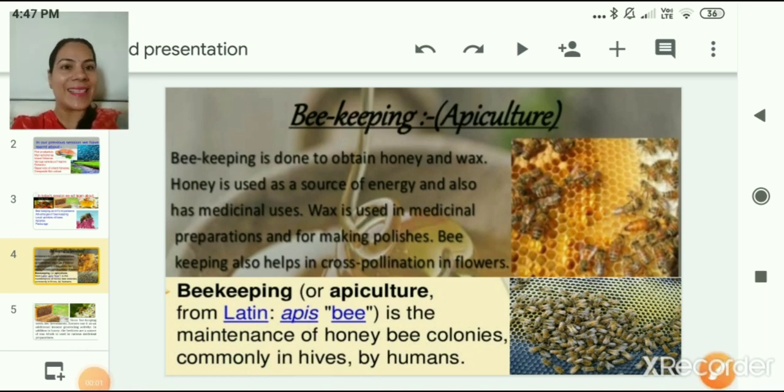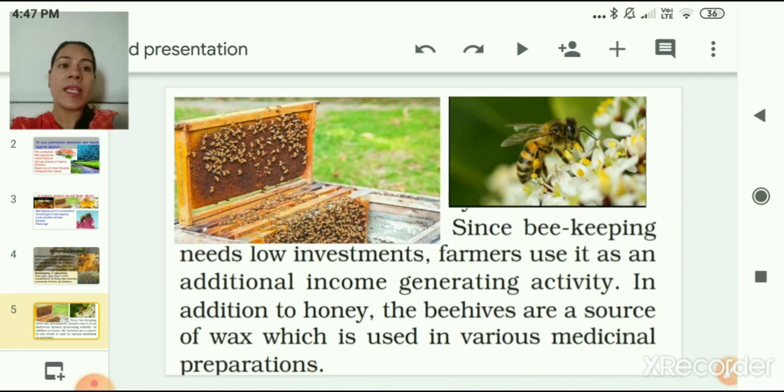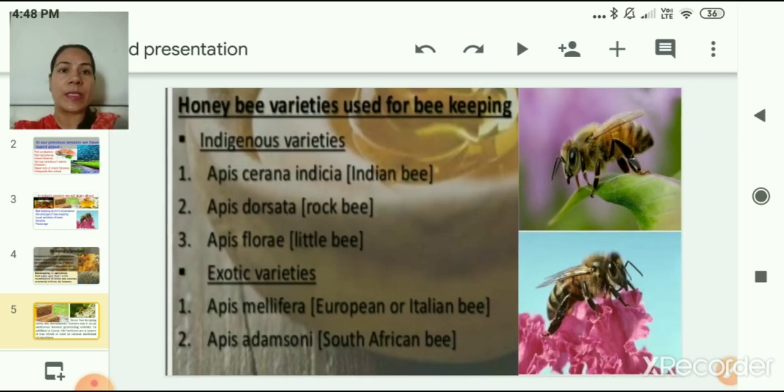Beekeeping is the maintenance of honeybee colonies, commonly in hives, by humans. Since beekeeping needs low investments, farmers use it as an additional income generating activity. In addition to honey, the beehives are a source of wax which is used in various medicinal preparations.